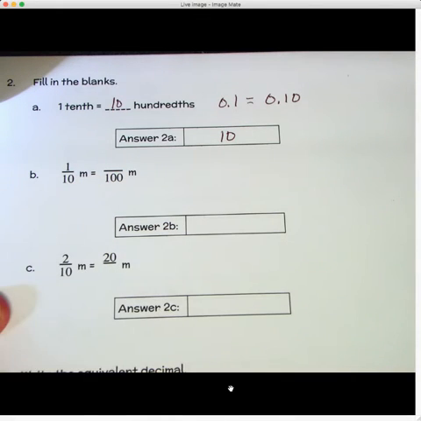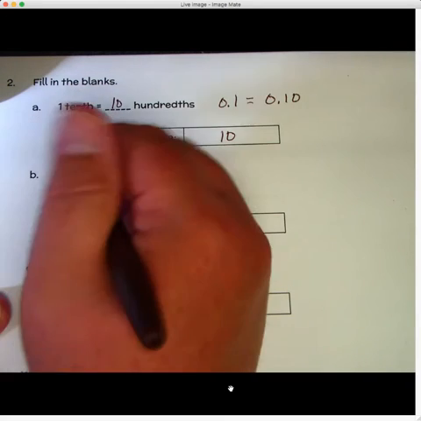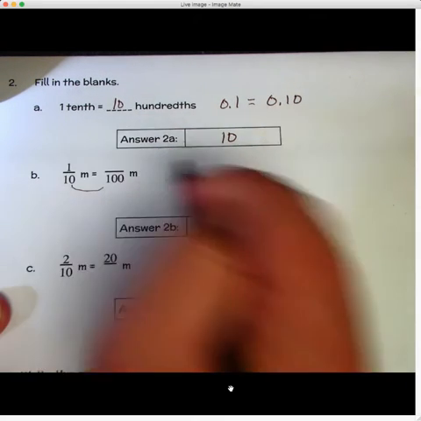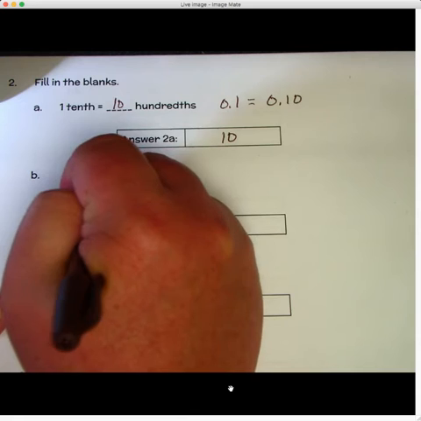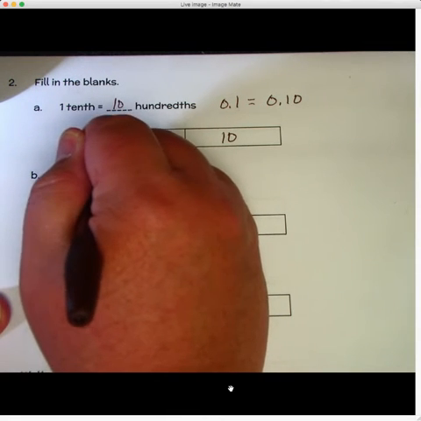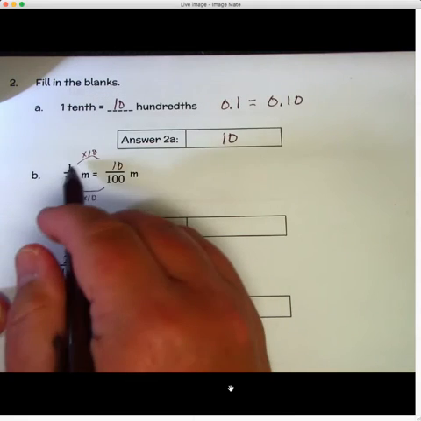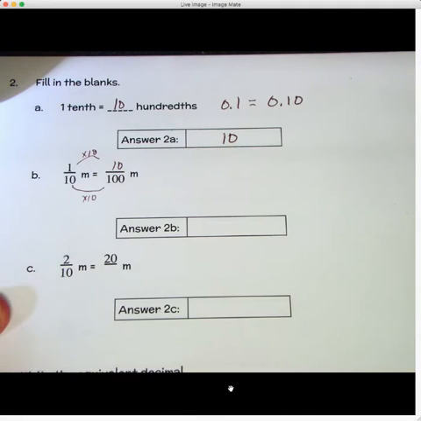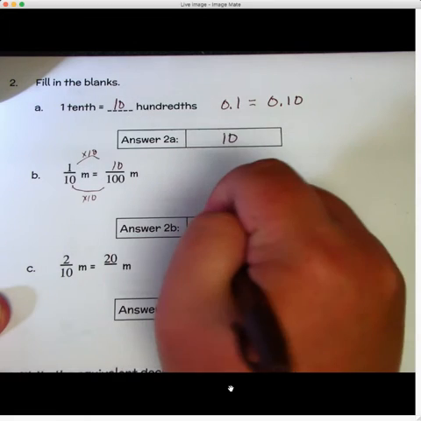As a matter of fact, it's this next one. Remember when we did equivalent fractions? How did I make a 10 a 100? I multiplied it times 10. 10 times 10 is 100. We do the same thing to the top side. 1 times 10 is 10. So 1/10 is the same thing as 10 hundredths.